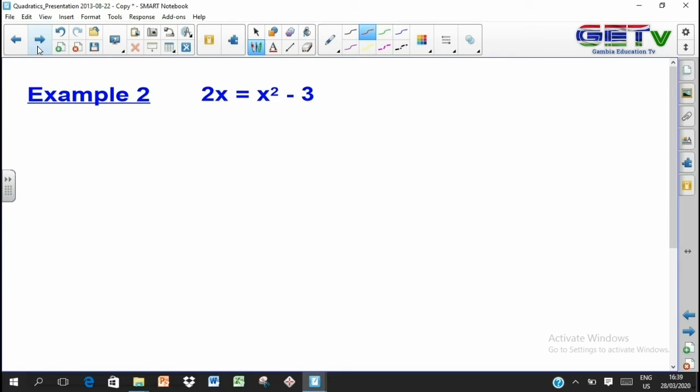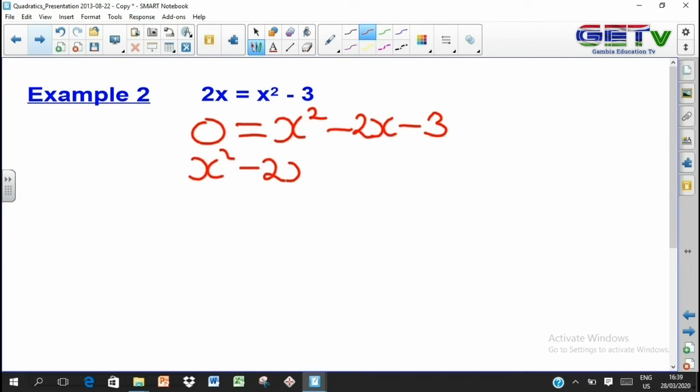I'm going to transpose what is on the left-hand side to the right-hand side. If I transpose this 2x, nothing remains here. Equals, we have x squared. Transposing the 2x to the right-hand side will give negative 2x. Then the 3 is already there. That will be minus 3. So to switch the order of the equation, this is the same as x squared minus 2x minus 3 equals 0. Is it in standard form now?